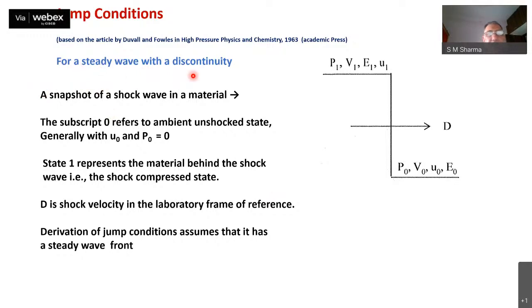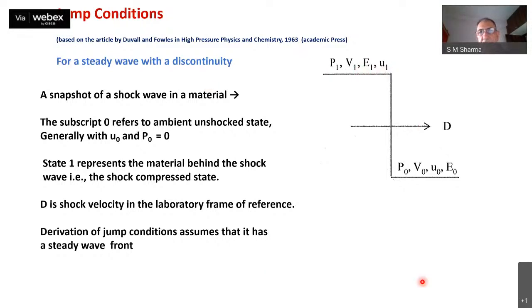So for a steady wave with a discontinuity like this, a material which is unshocked is in a state which has pressure P naught, volume V naught, particle velocity U naught, and internal energy E naught. And once the material gets shocked, when it goes past this discontinuous jump, then the material adopts a state which has pressure P1, volume V1, energy E1, and its overall velocity is U1.